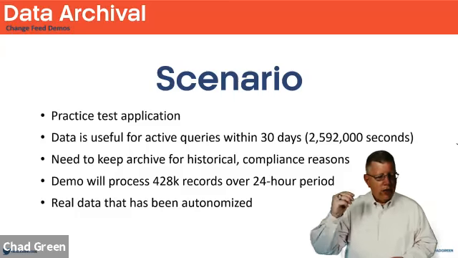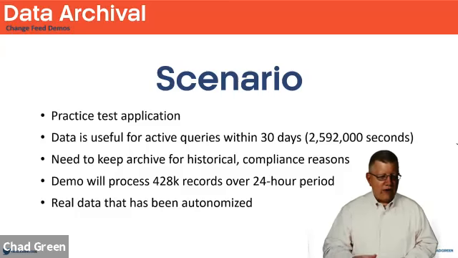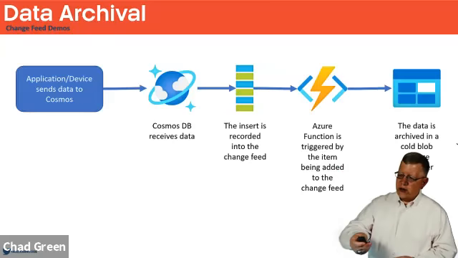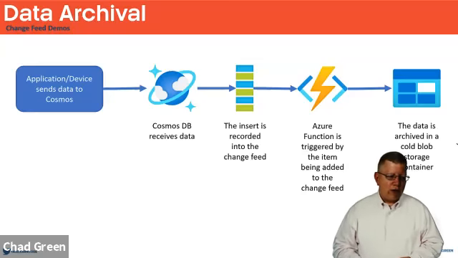So in here, that's exactly what we're going to do. As data is written into Cosmos, we will archive it into blob storage. That way we can see exactly what's going on. And so sure enough, here's the scenario that we're going to go through.